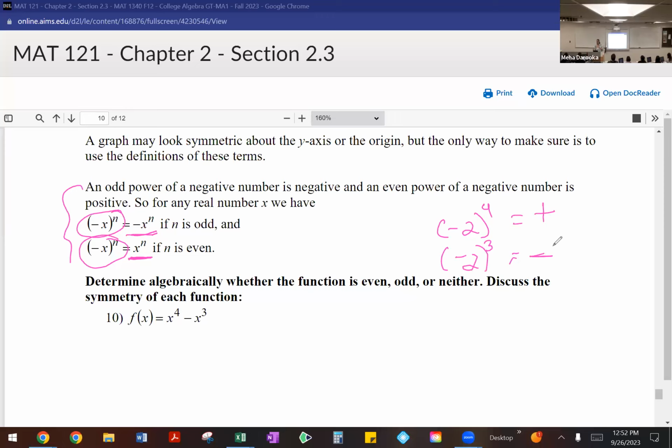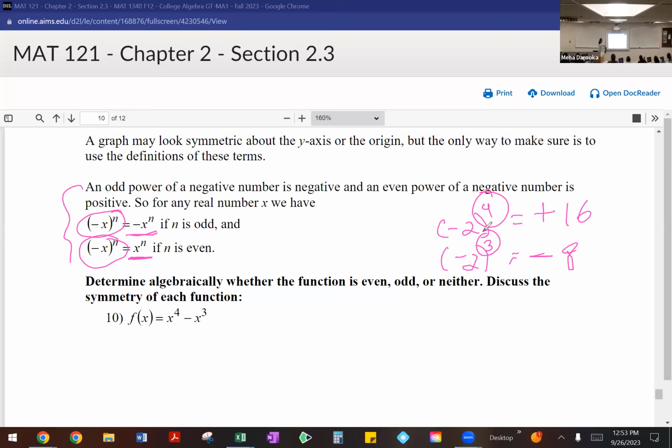What is 2 to the 4th power? 16. And 2 to the 3rd power? 2 times 2 times 2. Okay. So it's basically what is the exponent? Is it an odd number or is it an even number? That will tell you if you're going to end up with a positive answer or negative answer.